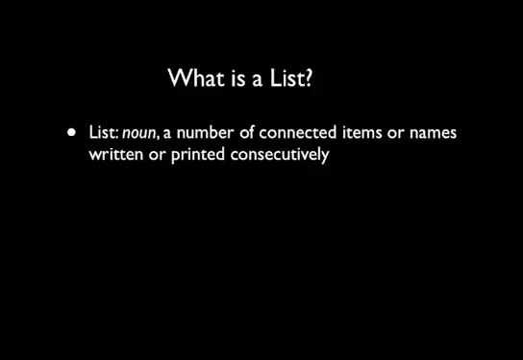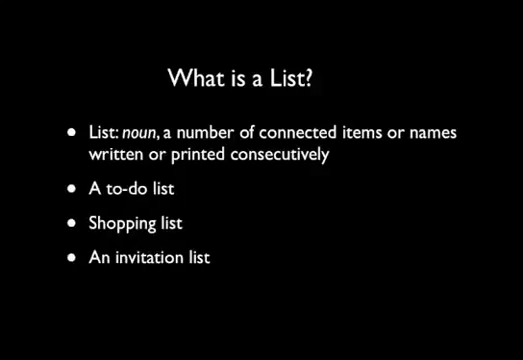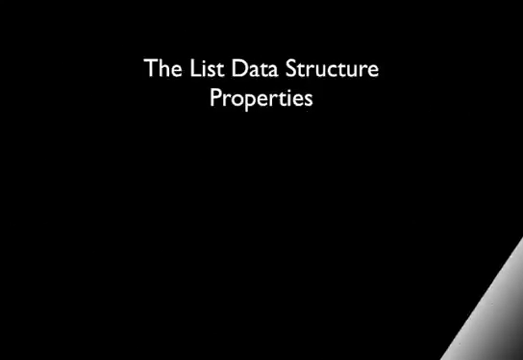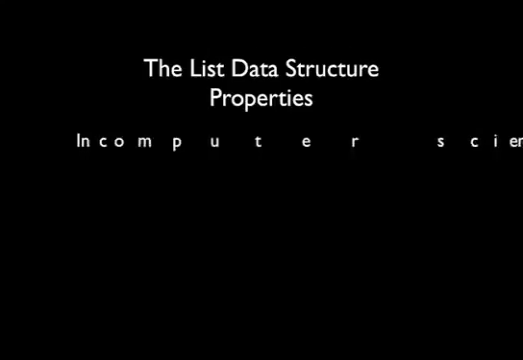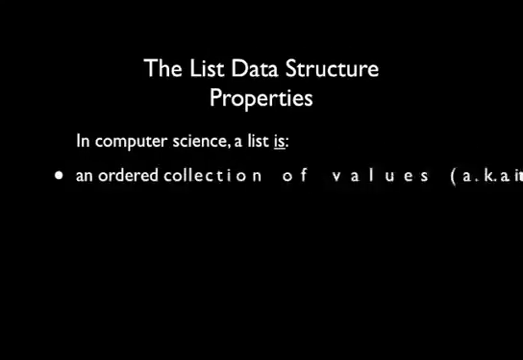What is a list? The dictionary defines it as a number of connected items or names written or printed consecutively. We use lists every day: to-do list, shopping list, invitation lists. You get the point. Okay, that was the English definition. So what is a list in computer science?